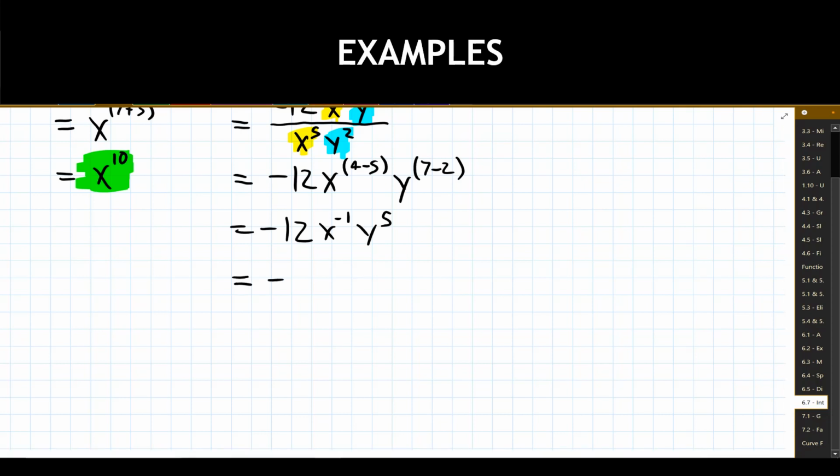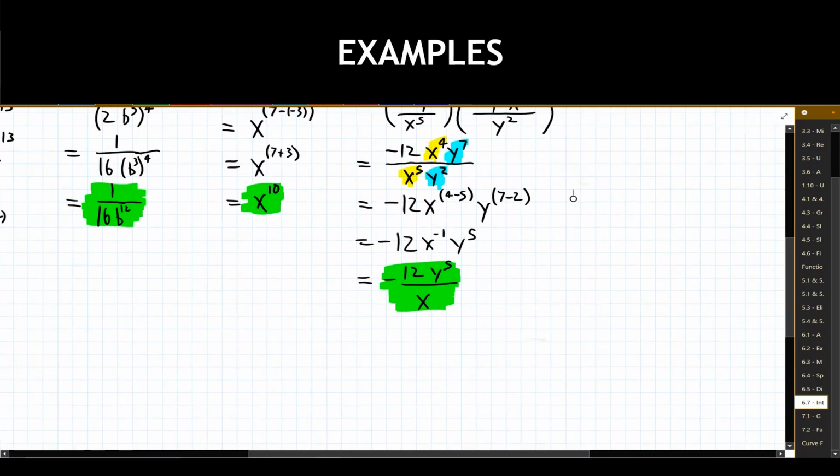So I have negative 12 y to the 5th. That negative in the exponent spot moves the base from the numerator to the denominator, and therefore this thing simplifies down to negative 12y to the 5th all over x. And there we'd have our final answer.